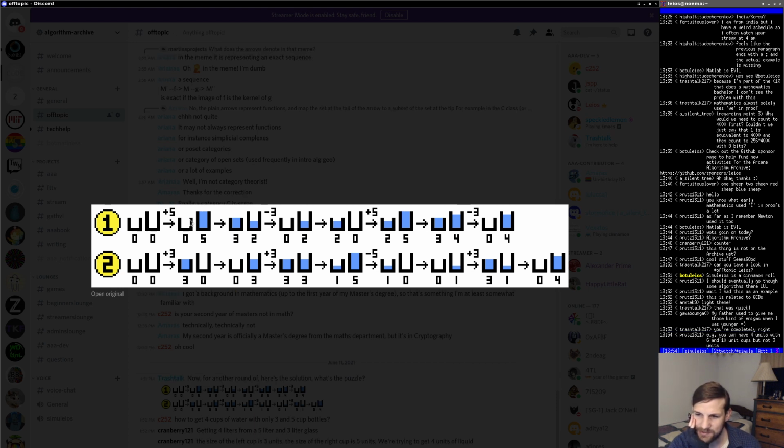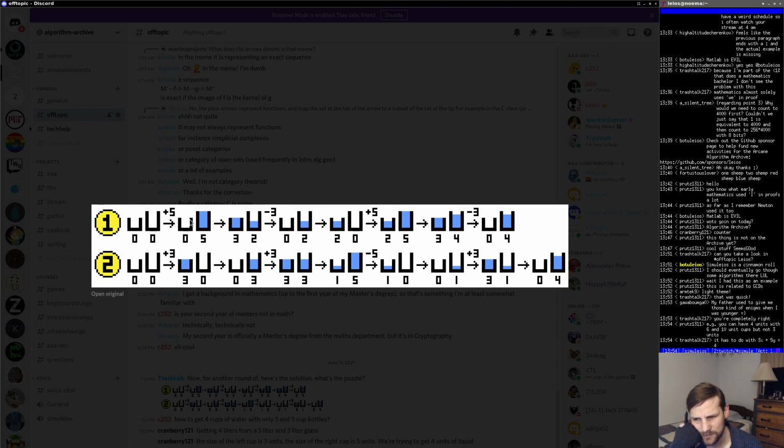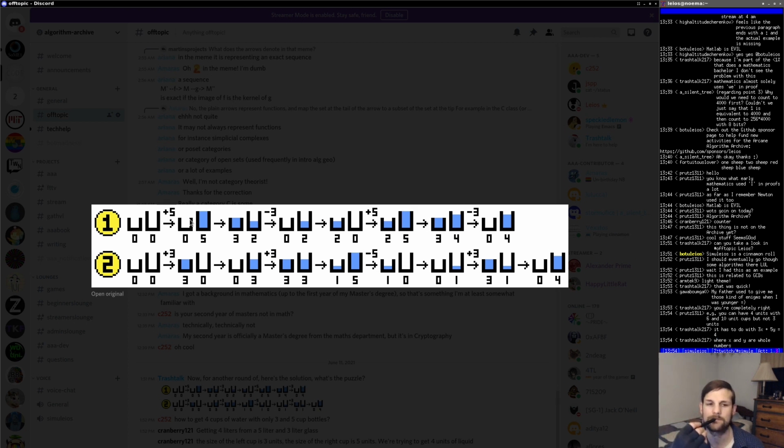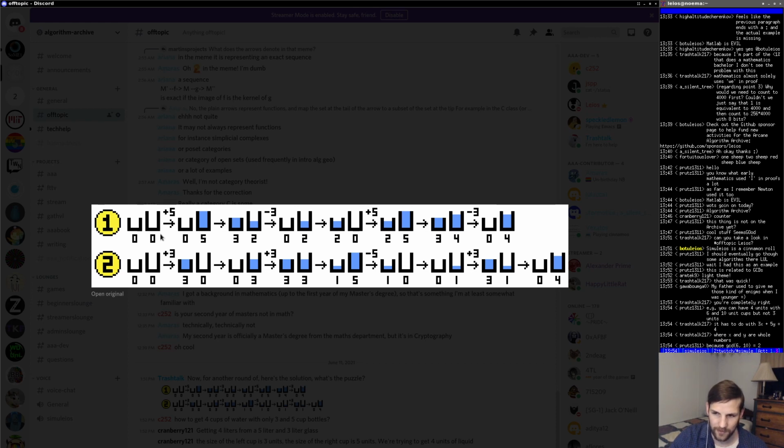You can have 4 units with 6 and 10 unit cups, but not 3 units. It has to do with 3 times x plus 5 times y, where x and y are whole numbers. Oh, I see. So the first cup is your x cup, and the second cup is your y cup, because the greatest common divisor of 6 and 10 is equal to 2.